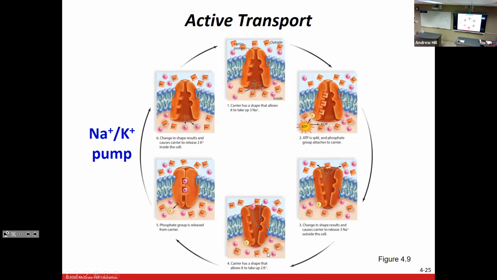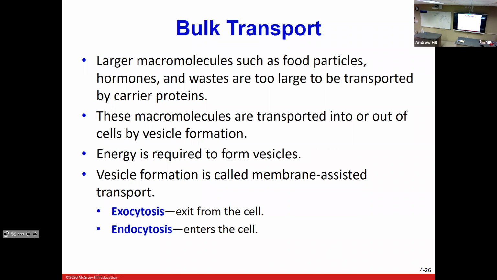The carrier has a shape that allows it to pick up potassium. So it's picking up 2 potassium. And then once they bind, it changes shape again. The phosphate group is released, and now it changes shape, and then the potassium ends up inside. So it cycles around over and over. It's tirelessly doing this, all day and night for you all the time, and it's maintaining this difference in gradients across the membrane.